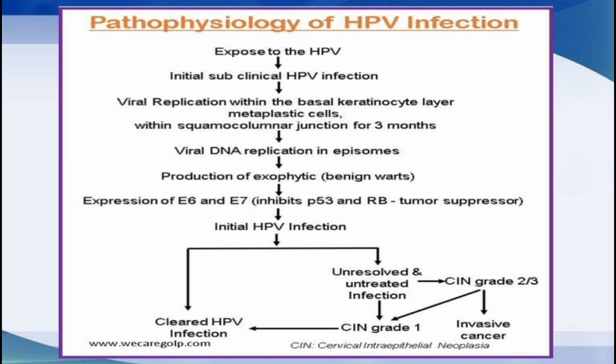Pathophysiology of HPV infection. Firstly, exposure to the HPV, initial subclinical HPV infection, viral replication within the basal keratinocyte layer, metaplastic cells within the squamo-columnar junction for 3 months, viral DNA replication in episomes, production of exophytic lesions, expression of E6 and E7. Initial HPV infection, if unresolved and untreated, causes CIN grade 1, CIN grade 2 and 3. These two can lead to cancer. At last, it forms a cleared HPV infection.